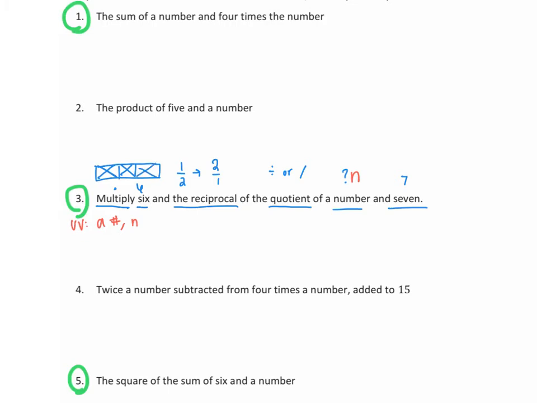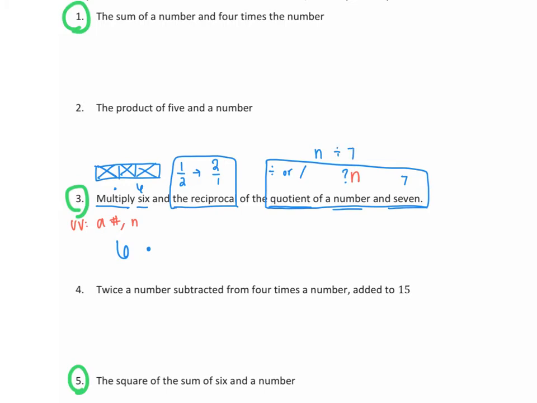I'm going to go ahead and just start writing this out. Make sure I have every part in it. It says multiply. So now I'm doing a multiplication problem. 6. So 6 and the reciprocal, so the opposite, or the flip of this thing that comes next. So this thing that comes next is the quotient of a number and 7. So I'm dividing a number and 7. So basically I'm just doing n divided by 7.